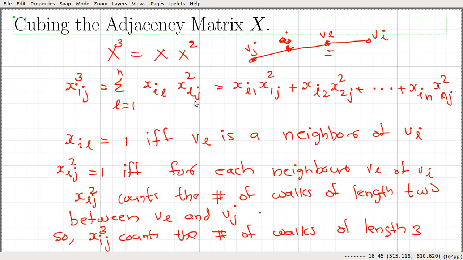Anyway, we will prove a general statement that says if we take this adjacency matrix X and take the kth power, that corresponds to the number of walks of length k from a particular vertex to another vertex. We will prove that in the next video.